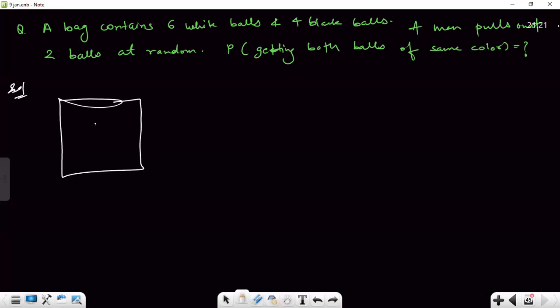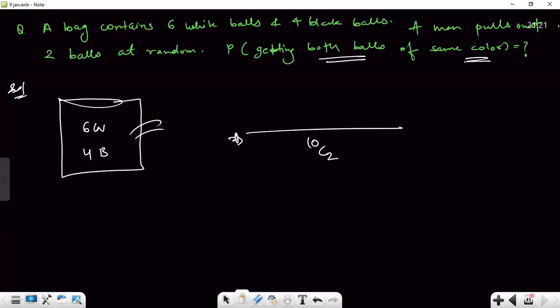So this is a bag having 6 white balls, 4 black balls, and 2 balls are pulled out. The total number of ways to get 2 balls out of 10 balls is 10C2. The favorable event is getting both balls of the same color. One event is getting 2 white balls, so we select 2 balls out of 6 white balls, or we can get 2 balls of black color.